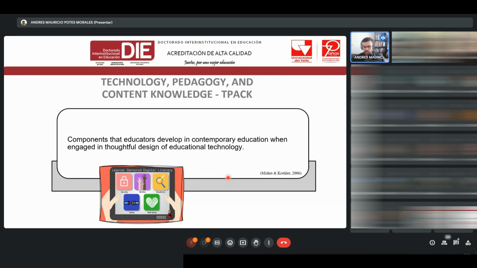So technology, pedagogy, and content knowledge, from now on TPACK, is an educational approach to technology integration that involves the understanding of the interactions between content, pedagogy, and technology components that educators develop in contemporary education when engaged in thoughtful design of educational technology.